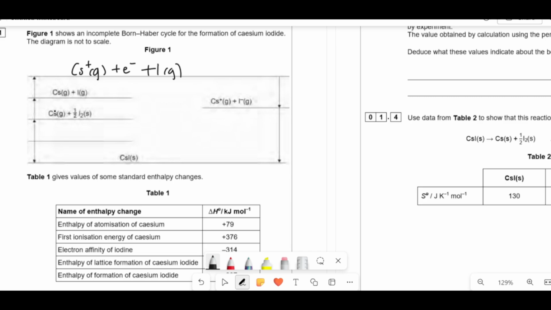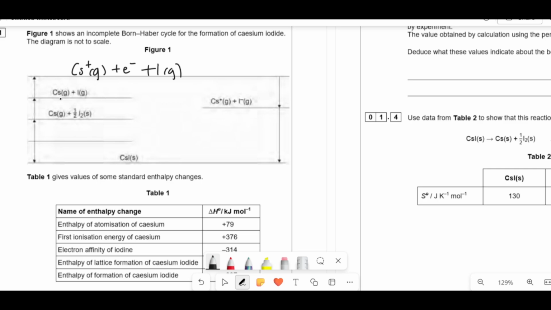So it would be Cs+ gas plus an electron plus I gas. Now here we've got cesium gas and it still stays as cesium gas, and we've got a half I2 solid becoming a half I gas. So that should ring to you that we're making 1 mole of gaseous atoms from an element in its standard state. So that's the enthalpy of atomization.